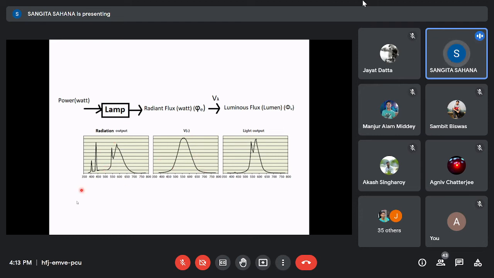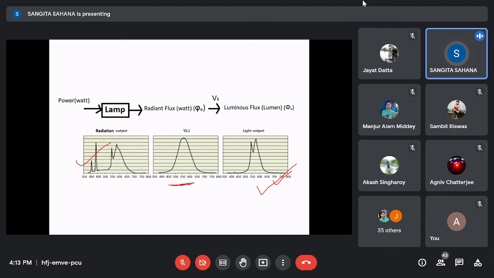So if the radiation output is like this from the source, you overlap V lambda with it, and then only the overlapping part is what we can see. So that is the total light output from the source. This is the actual output from any light source. This is the actual light output from any source. This is the nature of my eye, so only this part is useful.